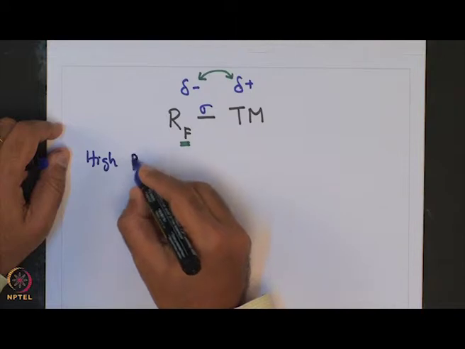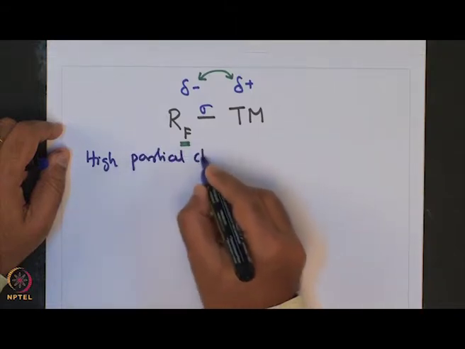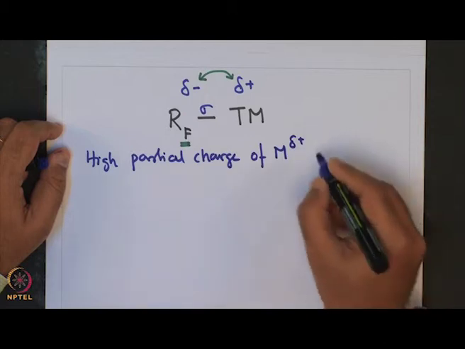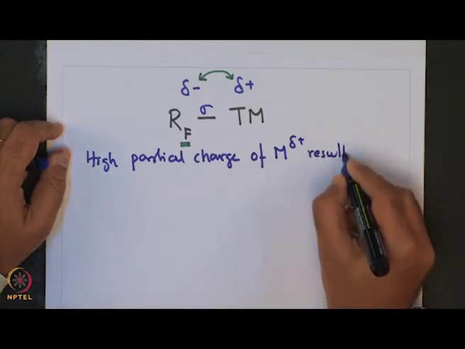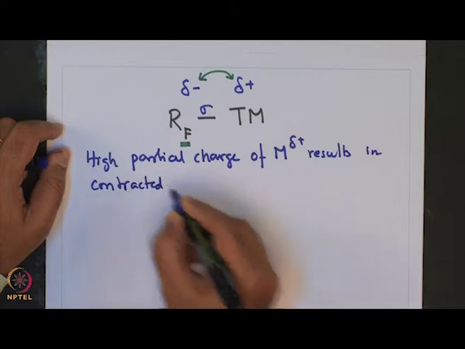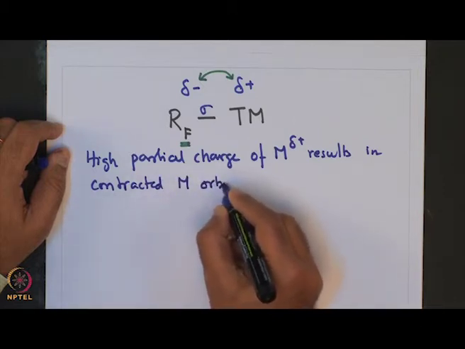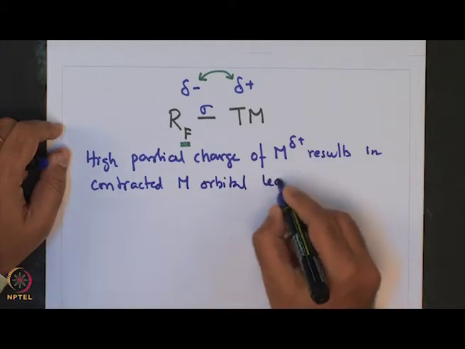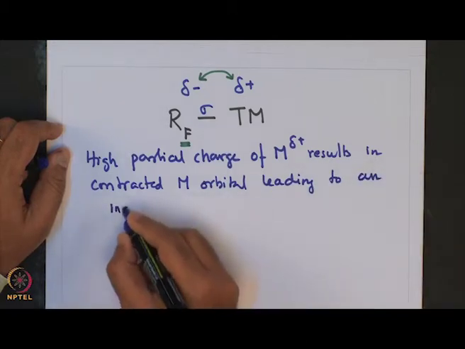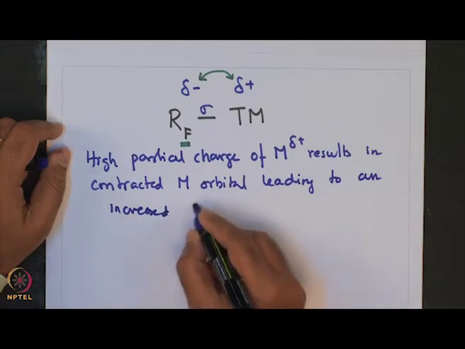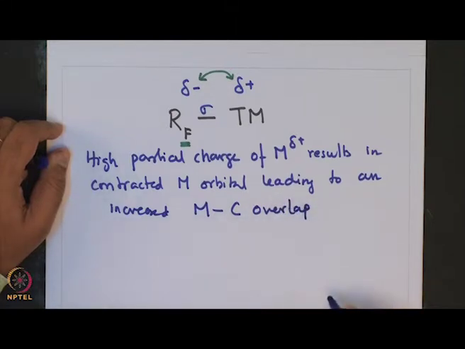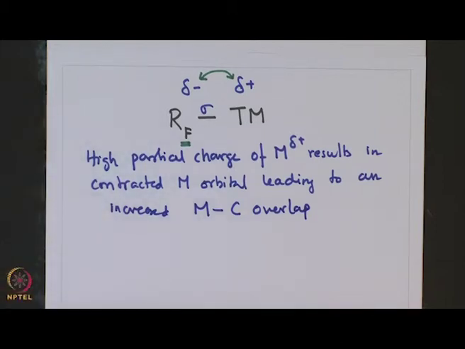So, high partial charge of metal del plus results in contracted metal orbital, leading to an increased M-C overlap, and which gives greater stability.